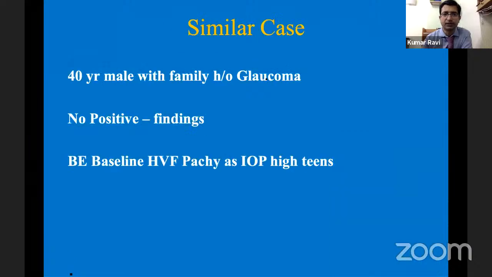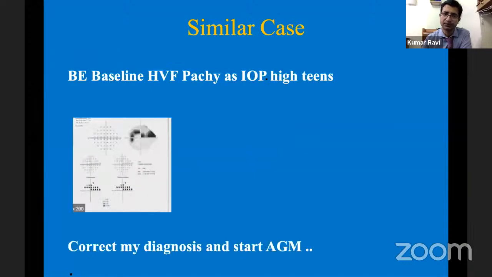Another case I would like to say, where the approach is similar, is a 40-year-old male who had glaucoma in the family. All the family members of this particular patient had glaucoma, but for this patient there was no positive sign. So I thought, let's keep a baseline HBF for future reference, because I was highly suspicious he's going to develop glaucoma in coming years, because almost all his maternal side, paternal side, everybody had glaucoma. When the reports came, there were definite field changes.